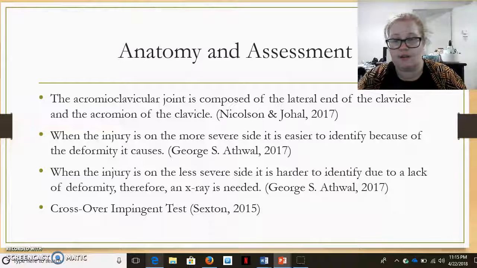A positive test would be shoulder pain: anterior shoulder pain, posterior shoulder pain, some type of shoulder pain would mean a positive test.